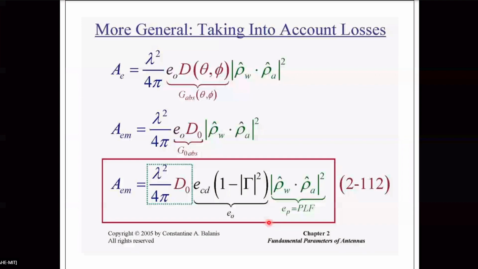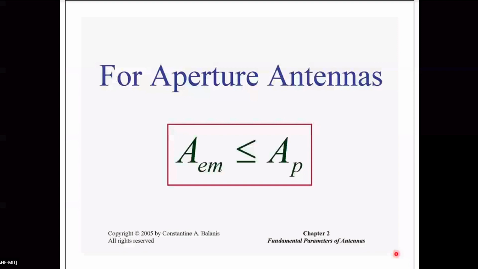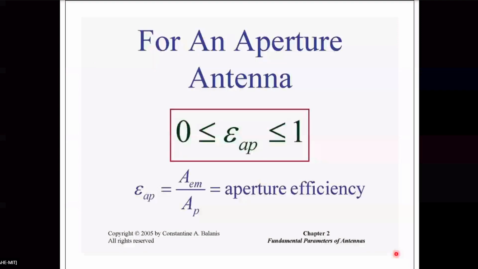Is it clear? Yes, sir. For aperture antennas, AE is less than or equal to AP. AP is a physical aperture. For an aperture antenna, 0 is less than EAP, aperture efficiency, AEM by AP.